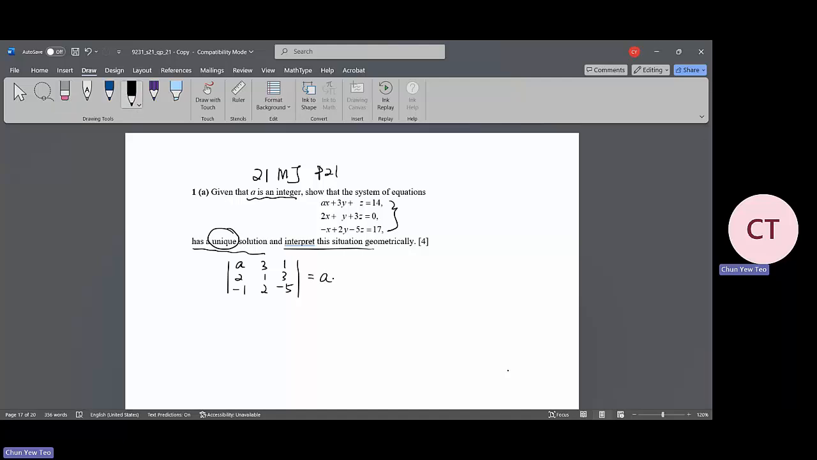So from here, just expand the determinant. You get -5 minus 6, -3. You have a -10 plus 3. And you have 1, 4 plus 1. Okay, so at the end, you get -11a plus 26.